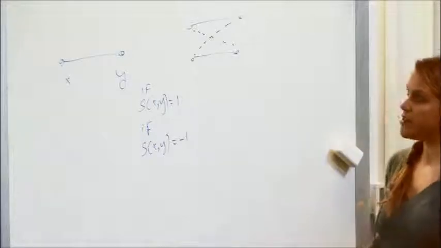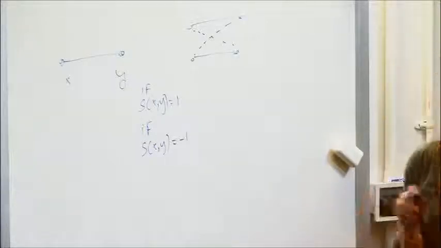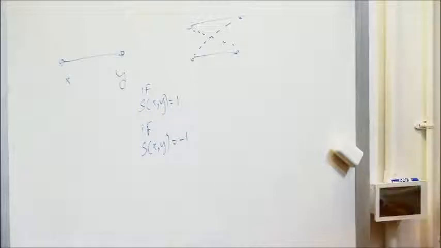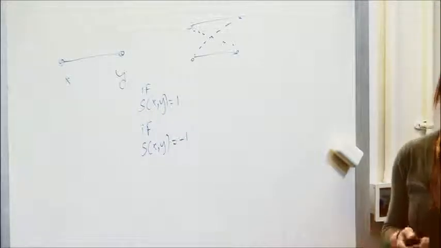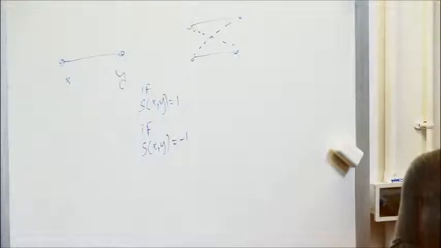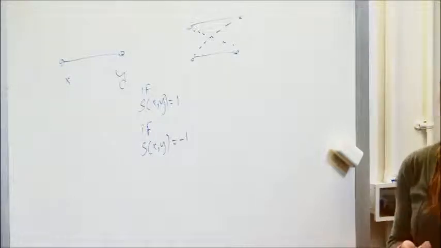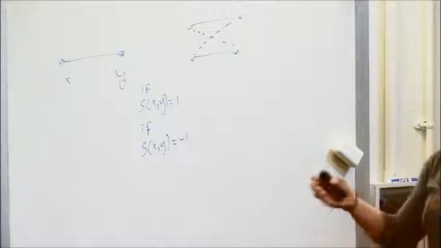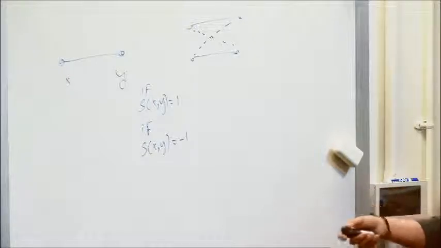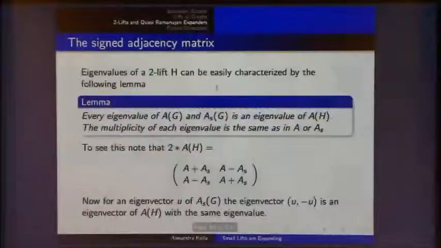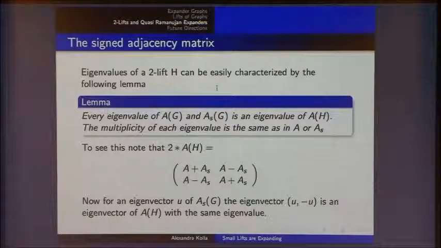And this is great for us because now we know exactly what the eigenvalues of the lift are. They are the eigenvalues of A, as we saw before, the adjacency matrix of G, union the eigenvalues of the adjacency matrix of the signing. So the complete set of eigenvalues of the lift is characterized by these two matrices. And this is easy to see. This is like a sketch of the proof. We saw the fact that eigenvalues of G are eigenvalues of the lift prior to this slide. And now let's see that eigenvalues of the signed adjacency matrix are also eigenvalues of the lift.